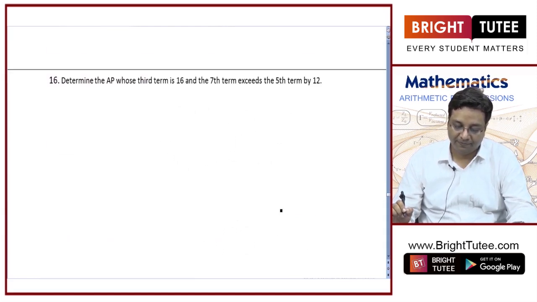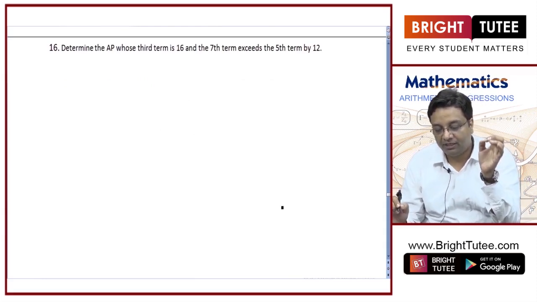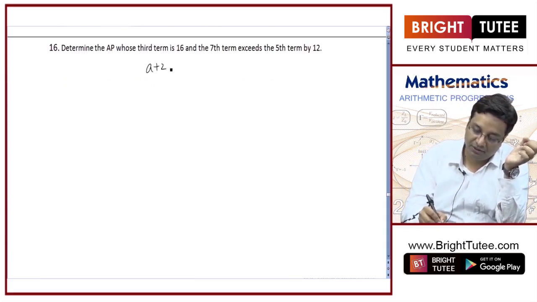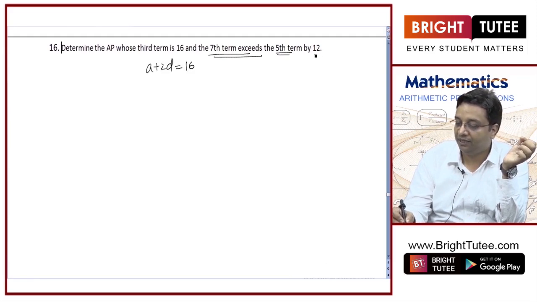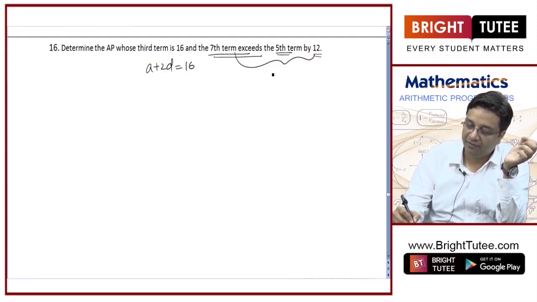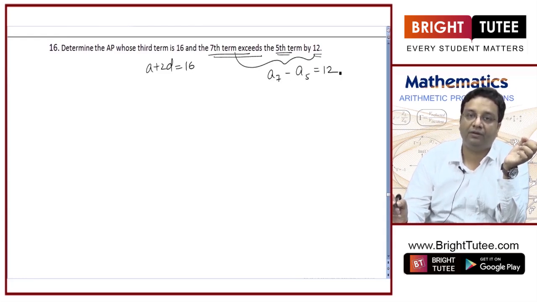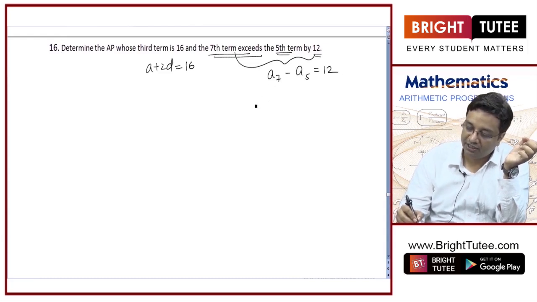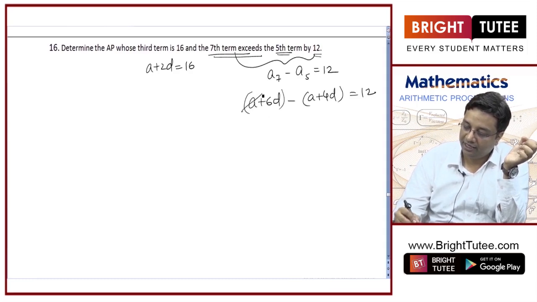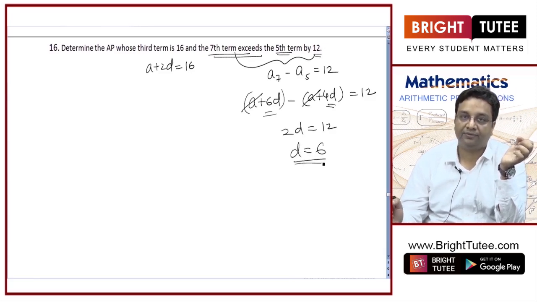What does the next question say? Determine the AP whose third term is 16. What is the third term? A plus 2d equal to 16, and the 7th term exceeds the 5th term by 12. This, when mathematically written, can be written as A7 minus A5 equal to 12. What is A7? A plus 6d. What is A5? A plus 4d. It is equal to 12. So A can be cancelled. 6d minus 4d is equal to 2d, which is equal to 12. So it gives me d equal to 6, right?